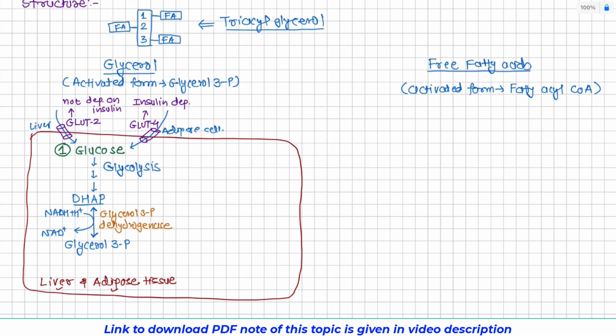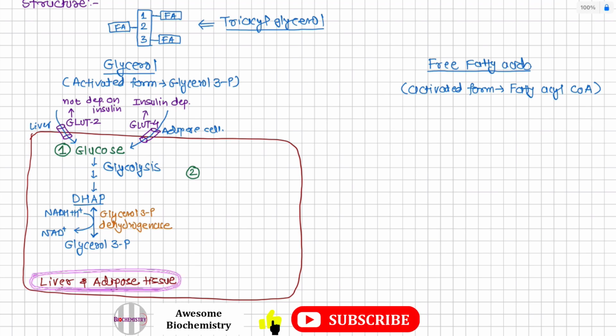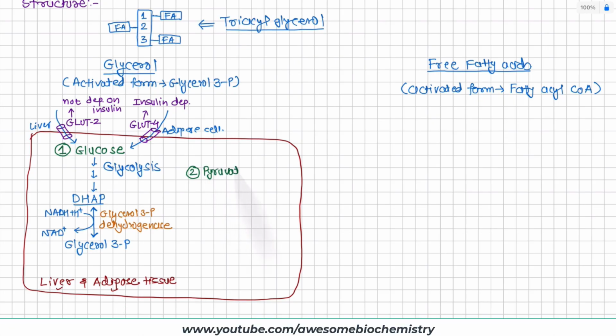Now let's talk about the second pathway for synthesis of glycerol 3-phosphate. This pathway also occurs in both liver and adipose tissue cells. So I will show it over here. This second pathway starts from pyruvate or oxaloacetate, which can go through multiple steps of gluconeogenesis to form dihydroxyacetone phosphate. And once we have DHAP, we already know the rest of the story. It converts to glycerol 3-phosphate.